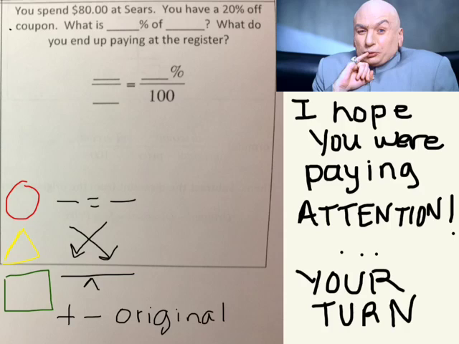All right, you spend $80 at Sears. You have a 20% off coupon. What is blank percent of blank? What do you end up paying at the register?